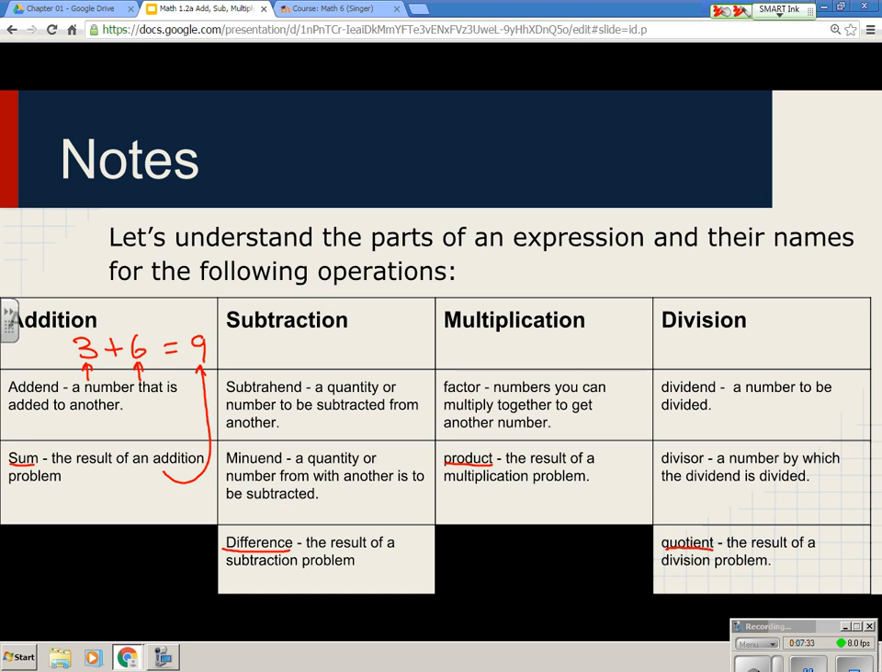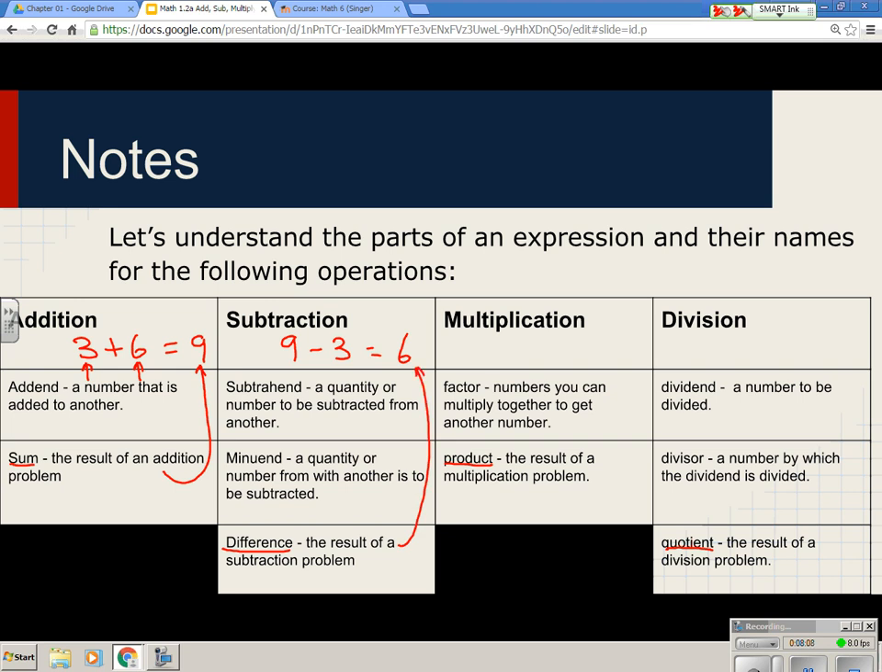Now subtraction, we'll keep the same 3 numbers. Why don't we do 9 minus 3 equals 6. Now here, the first one is called the subtrahend. It's a quantity or number to be subtracted from another. So you're going to be subtracting away from this number. And a minuend is a quantity or number from which another is to be subtracted. Okay, so we know that those two numbers when subtracted are going to give you the difference of 6.